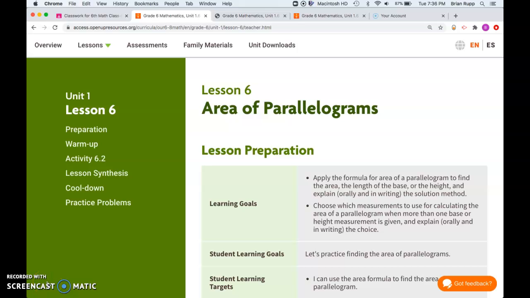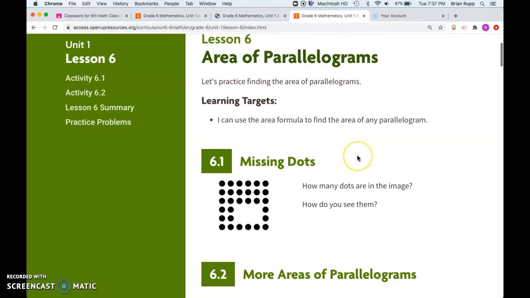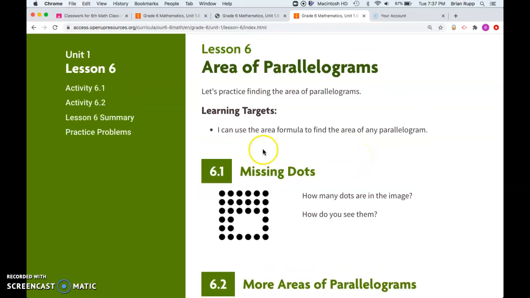Okay, the purpose of this video is to give you a quick overview of what Lesson 6 is about, and then show you what the tasks look like, and also summarize it for you. So the first task is going to be, well, let me start with the learning target.